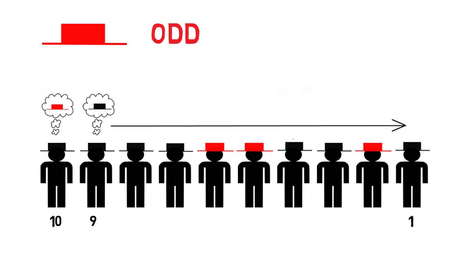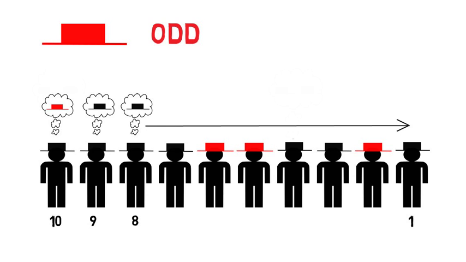Let's move to the next guy. Guy number 8 will do the exact same thing as prisoner number 9. He will look ahead, see an odd number of red hats, and realize that he has a black hat. And the same logic applies: if he had a red hat, then the guys behind him would have seen an even number of red hats, but that's not the case. So that's how all the people with black hats will realize that they have black hats.